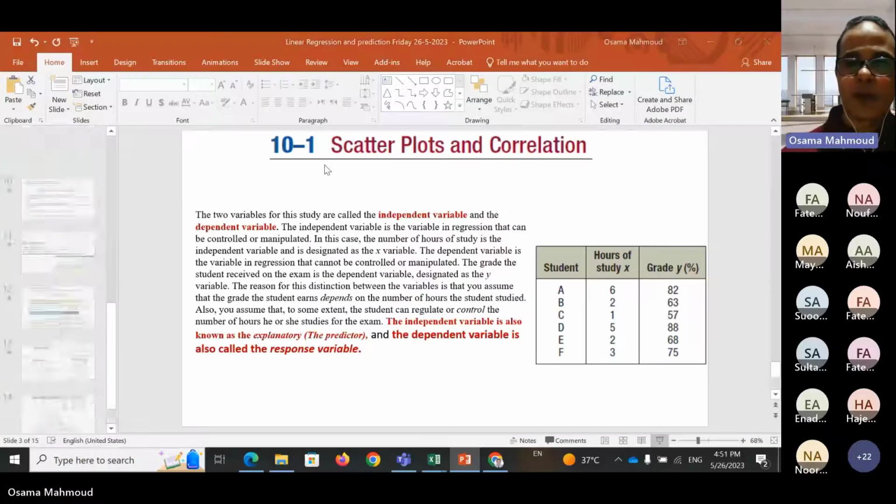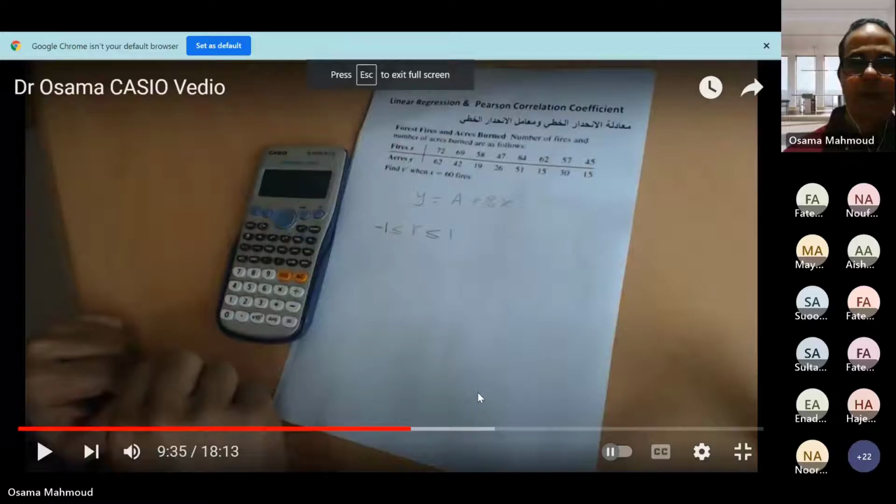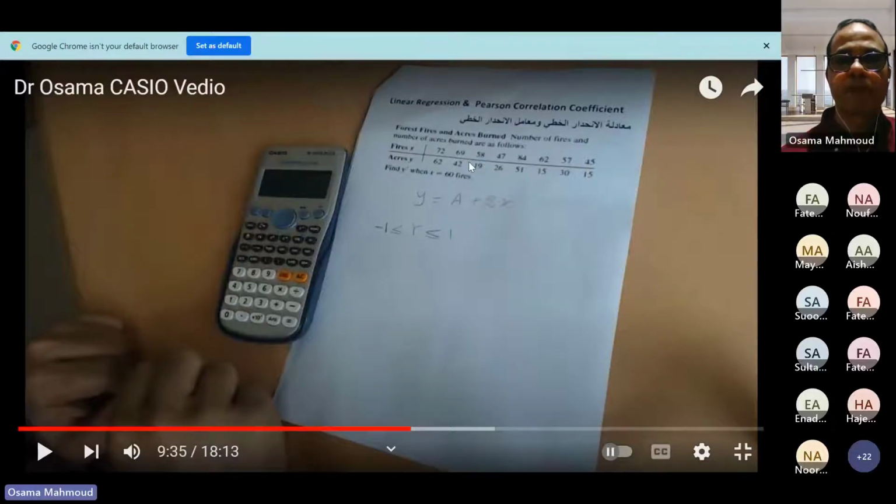Okay, now let's go for your calculator. If you have a calculator, please listen and try to practice with me. I'm waiting for you to prepare your calculator and try this example. You have x values and y values, and you are asked to find the value of y when x equals 60. 60 is not one of your data, so you have to find the line equation after you have the scatter plot and you are sure there is a linear relation. So how do we find the linear regression equation and the correlation coefficient using your calculator? Please watch carefully and try to do it using your calculator. Shall we start?